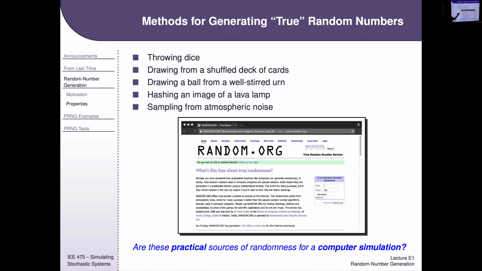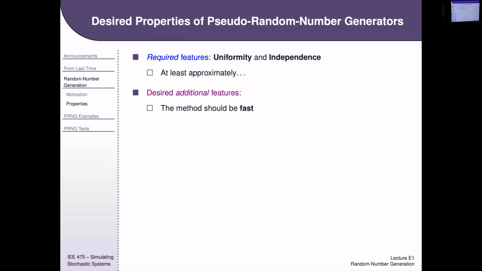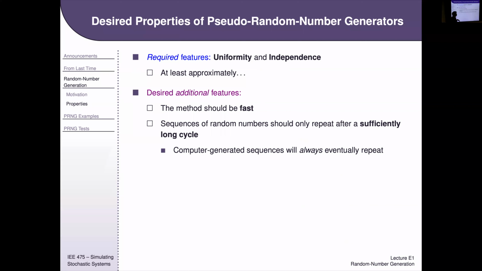But none of these are practical for our simulations, where we want to run 1,000 replications, and each simulation uses maybe 10,000 random draws of these random variables. That's a lot of numbers, so we need them to be generated quickly and easily. Our random number generator needs to have those properties. Those are required, but it is also desired that they be fast and that they don't repeat.